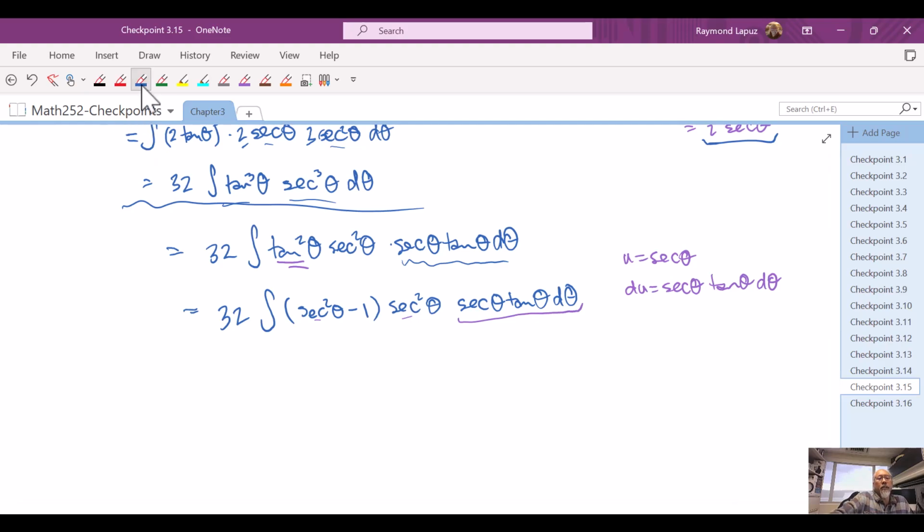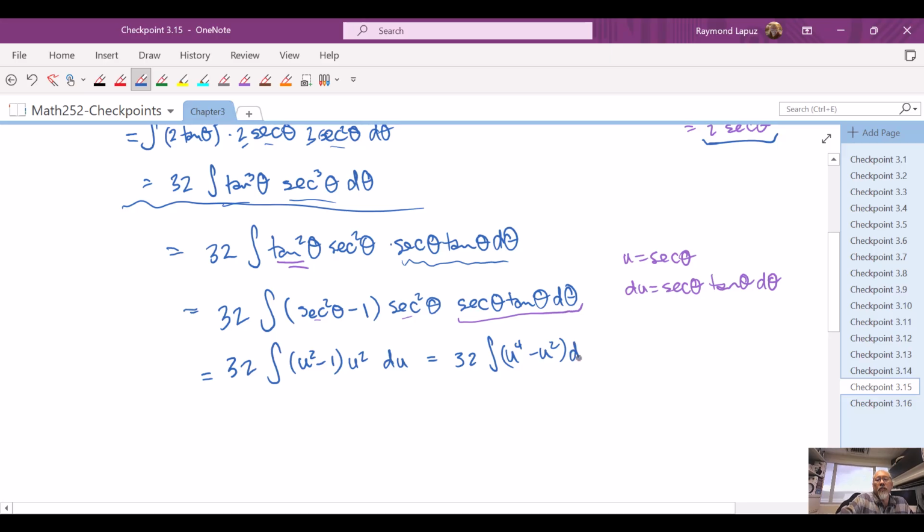All right, so now everything will change into u. This is 32 times the integral of u squared minus 1 times u squared, and this whole thing just becomes du. All right, so 32, and before we integrate, let's multiply everything out. u to the 4th minus u squared du. That's 32, and I'll put parentheses.